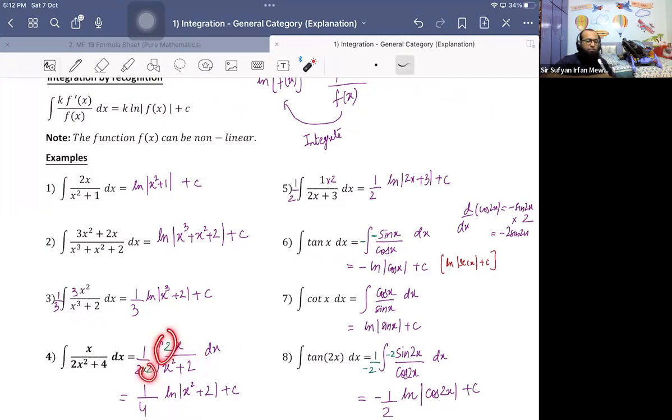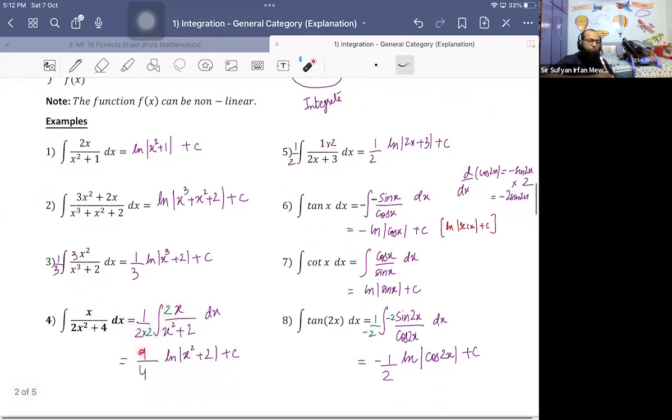The green part. First, this purple part, I've taken 2 as common to simplify it. Then I've obtained the differentiation of x square plus 2 in the numerator. For that, I've multiplied by 2 and divided by 2 as well. Now, the integration of this, we all know, is ln of x square plus 2. And outside, we have 1 upon 4, so it will be copied as it is. So the answer is 1 upon 4 times ln of x square plus 2, plus C.